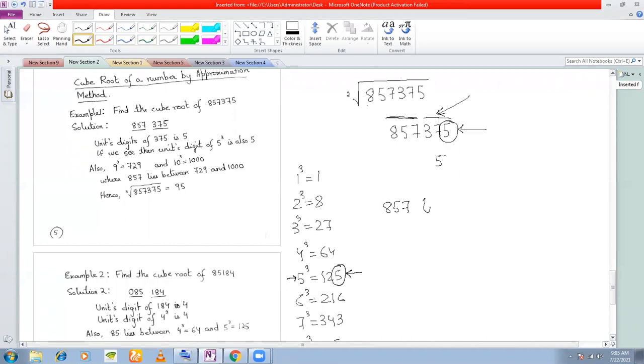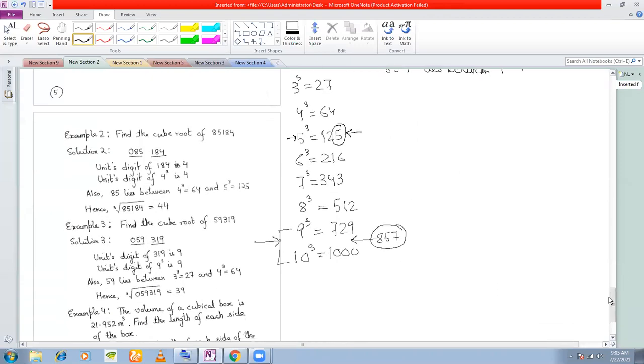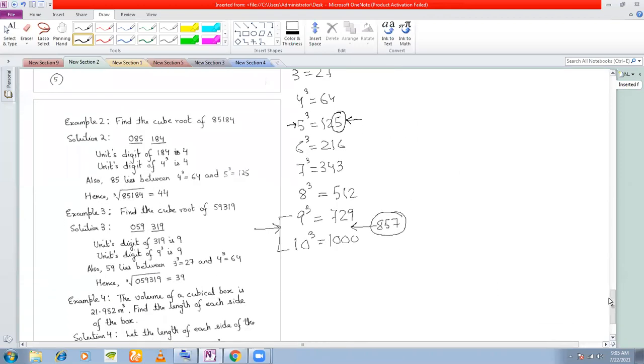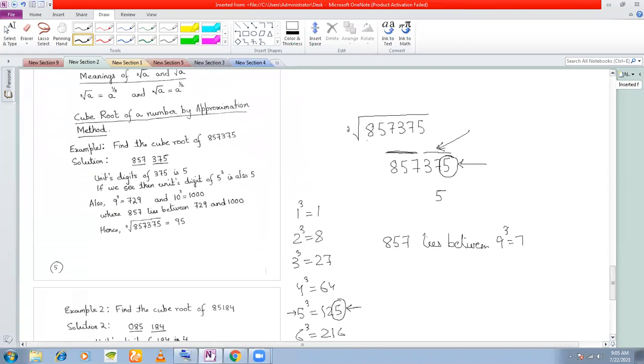No, this is 9 cube and 10 cube only. Between 9 cube and 10 cube. 9 cube is equal to 729 and 10 cube is equal to 1000. So 857 lies between these two numbers.